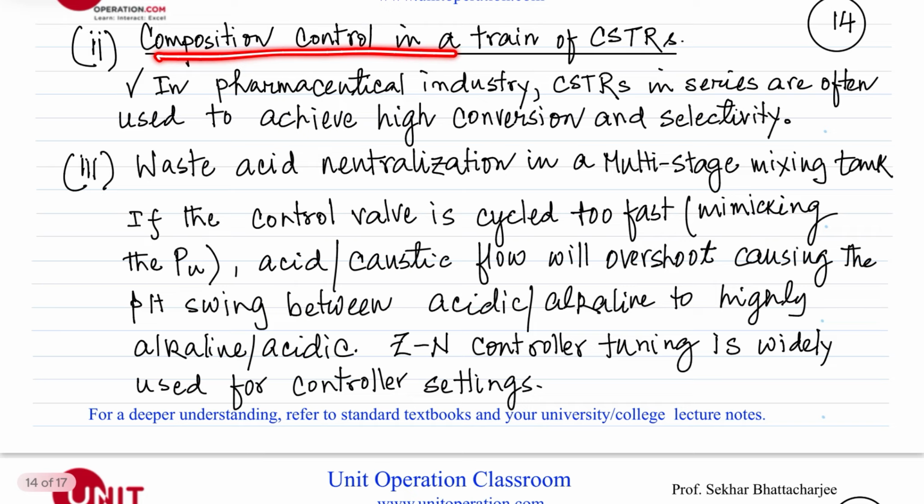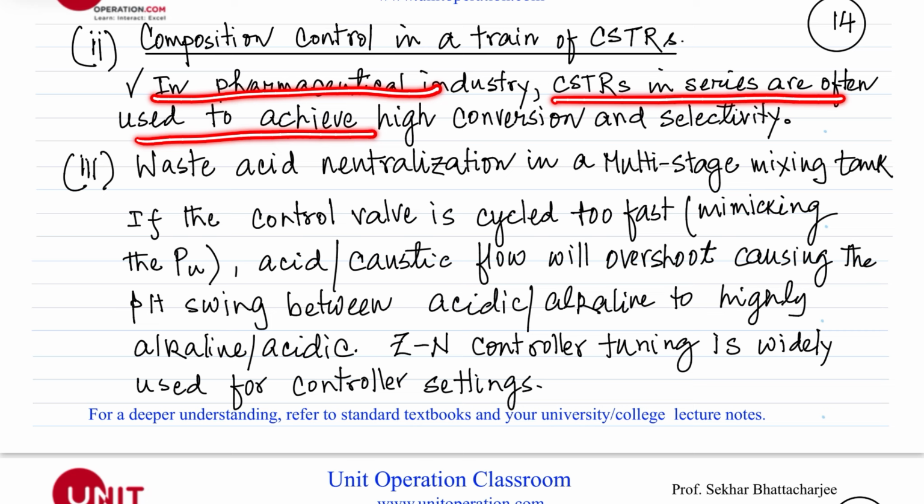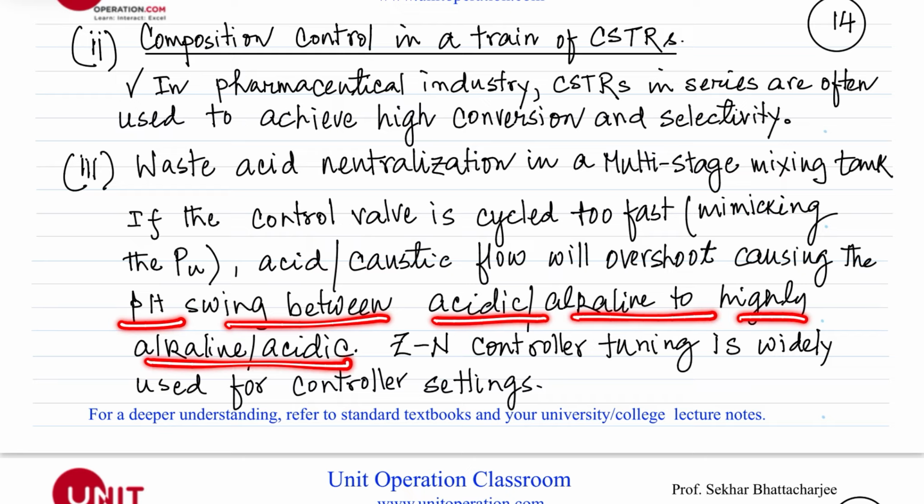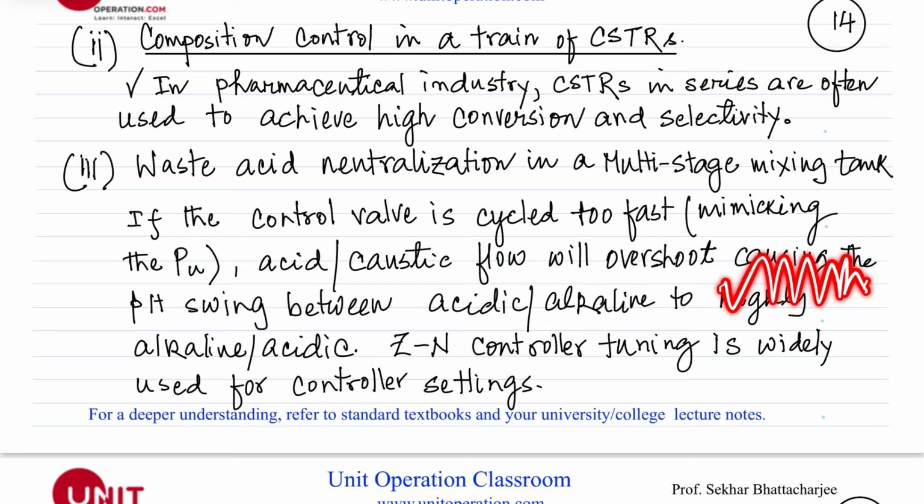Composition control in a train of CSTRs. In the pharmaceutical industry, CSTRs in series are often used to achieve high conversion and selectivity. Waste heat neutralization tanks are also a multi-stage mixing tank. If the control valve is cycled too fast, that is mimicking the Pu, the acid and caustic flow will overshoot, causing the pH to swing between acidic and highly alkaline. So if you just keep the value of Kc very high, there's a very high dose here, and of course this final pH will keep on oscillating. So this Ziegler-Nichols controller tuning is widely used for controller settings.